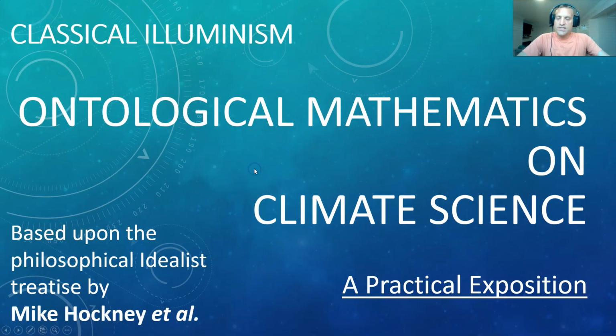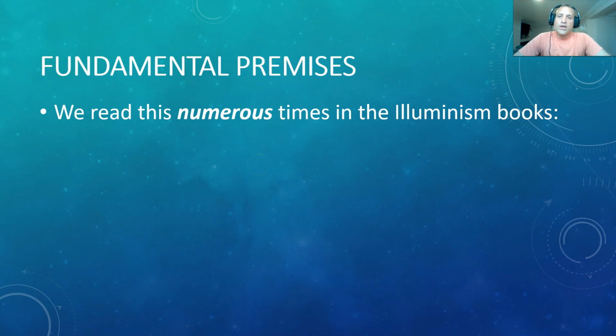So the title of this video is going to be Ontological Mathematics on Climate Science, a Practical Exposition. Of course this is for classical Illuminism, and it is based upon the philosophical idealist treatise by Mike Hockney et al. and all his related authors. So we read this numerous times in the Illuminism books.